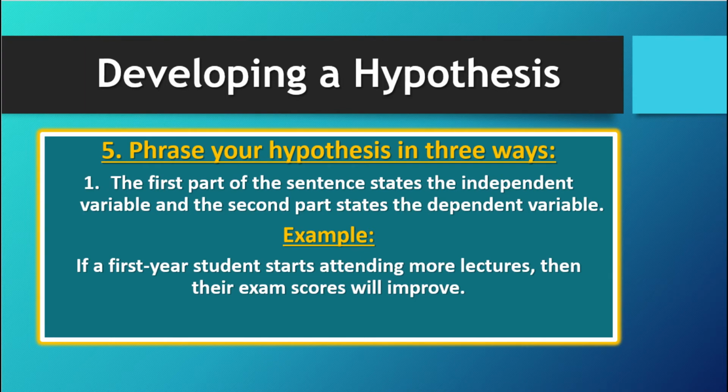Firstly, to identify the variables, you can write a simple prediction in if-then form. The first part of the sentence states the independent variable and the second part states the dependent variable. For example, if first year students start attending more lectures, then their exam scores will improve.